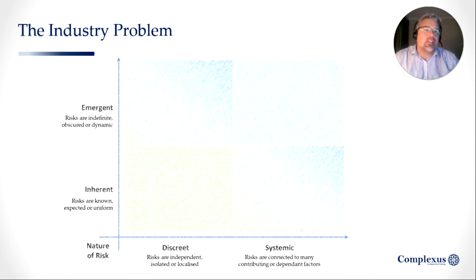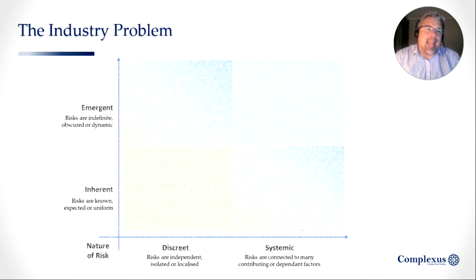Inherent risk are those risks that a typical industry or organization expects to incur. They're either known, they're obvious, or they're uniform. For example, in banking, fraud would be an inherent risk. Mining, safety, retail, theft. These are good examples of inherent risk. We expect them to happen. Emergent risks are those risks that are a little bit more vague, indefinite, obscured, or possibly dynamic. They're always shifting. And because of that, it's never truly clear whether they're going to occur or not. So on the one hand, you have risks that are inherent. On the other hand, you have risks that are emergent.